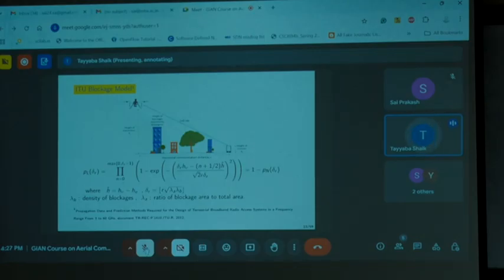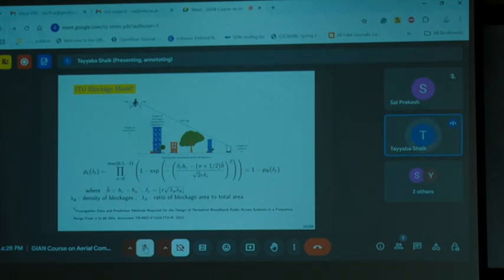So PL of delta R is the probability with which the link can be in line of sight. It is a function of many parameters like the height of the transmitter, the difference between the heights, and lambda A and lambda B, which correspond to the blockage density. Blockages, as in the building densities, and lambda A corresponds to the ratio of building area to the total area. So it's a function of all these parameters.